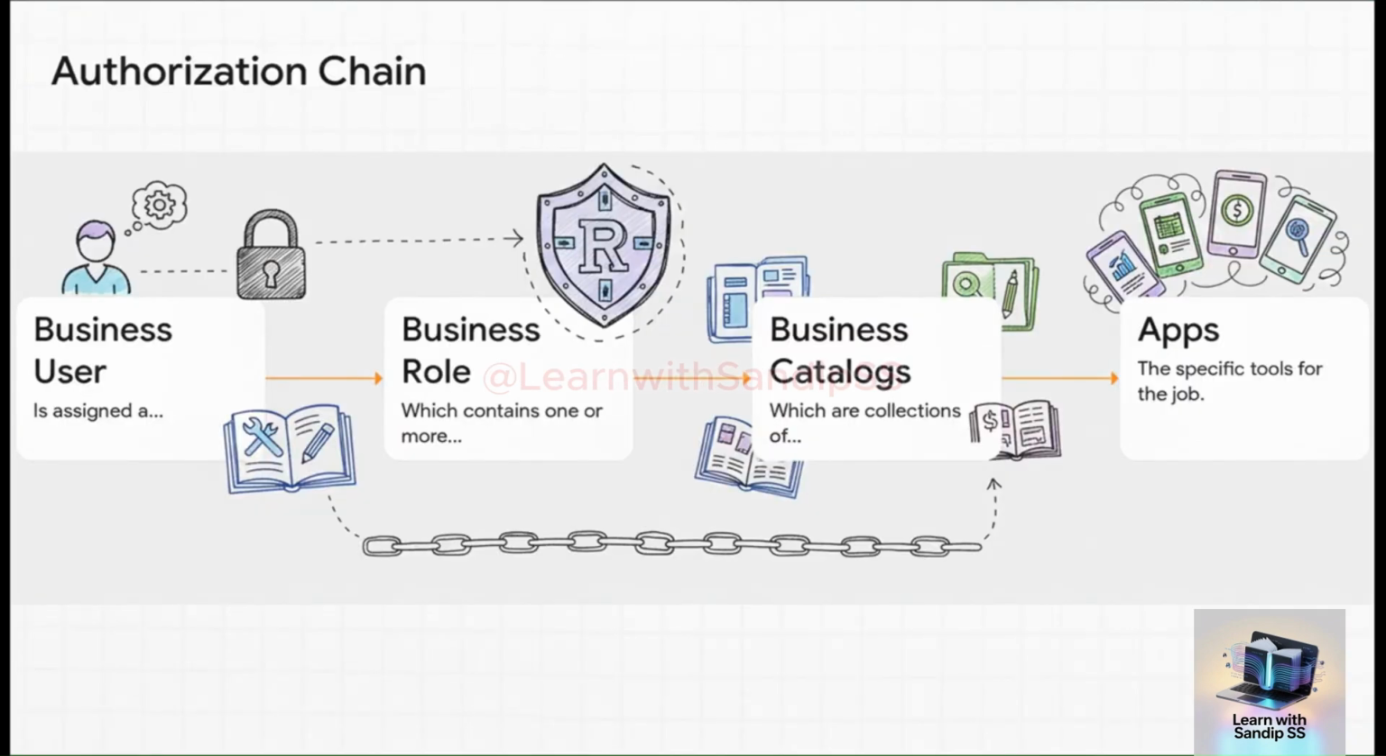It all follows this really clear chain of command, you could say. You start with the business user. That user gets assigned a business role. That role contains one or more business catalogs, and inside those catalogs, that's where you find the actual apps, the tools you need to get the job done.